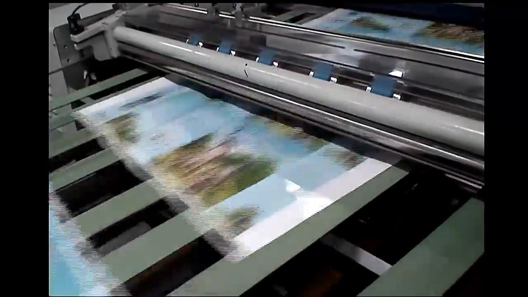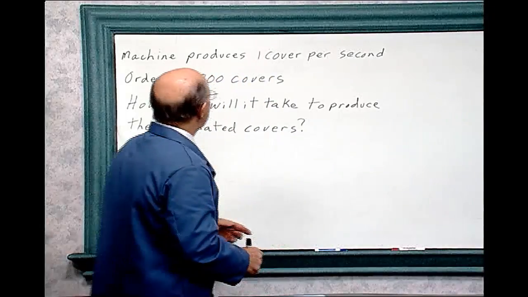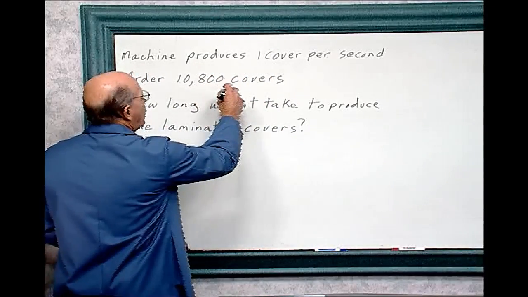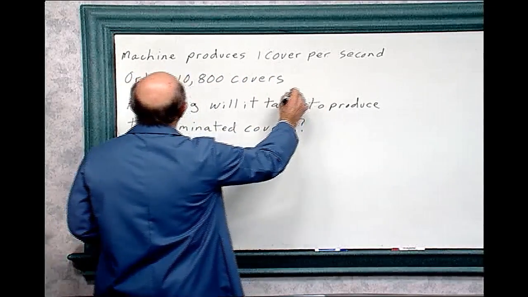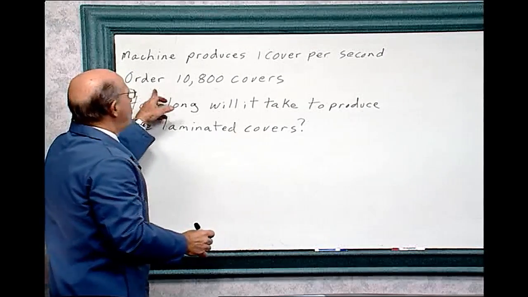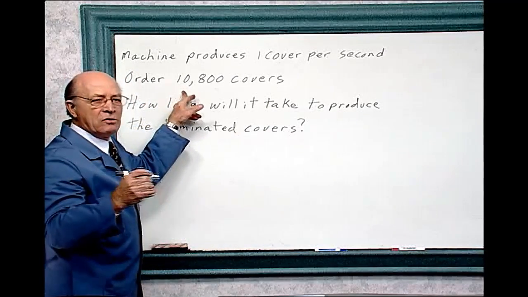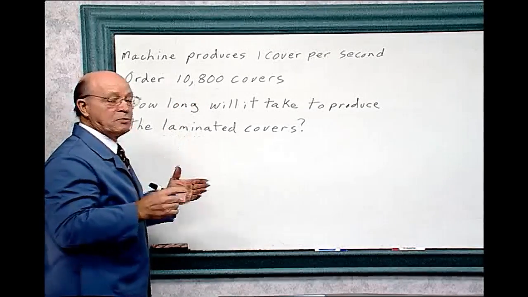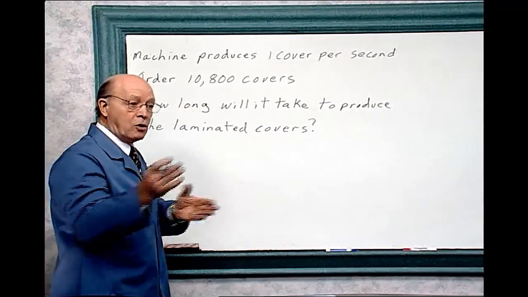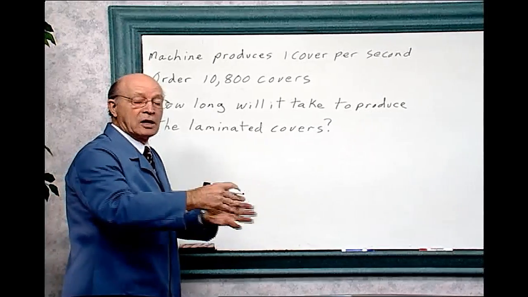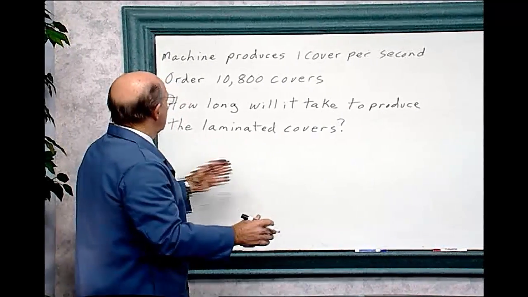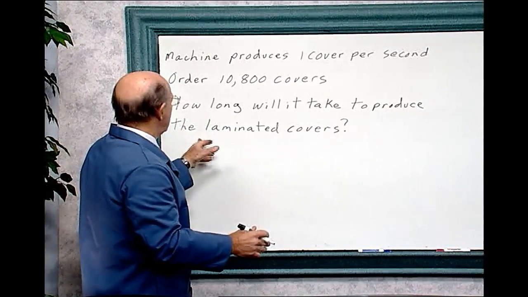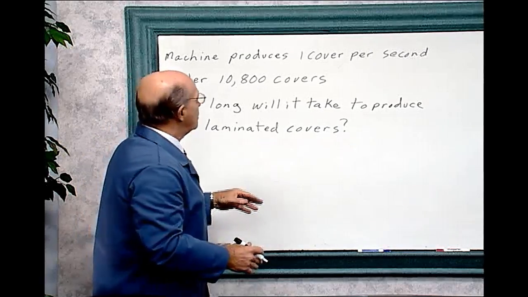Let's figure it out. Now that machine produces 1 cover per second. And they received the order of 10,800 covers. Now you're the supervisor, remember. Well, how long is it going to take to produce those covers? Because you got to know what comes in next. You got to plan your workload. And that's the question. How long will it take to produce those laminated covers?